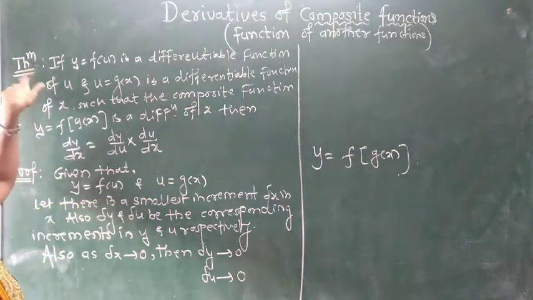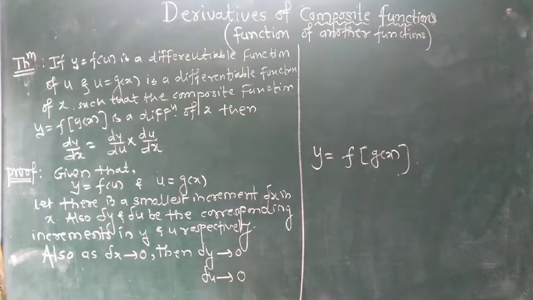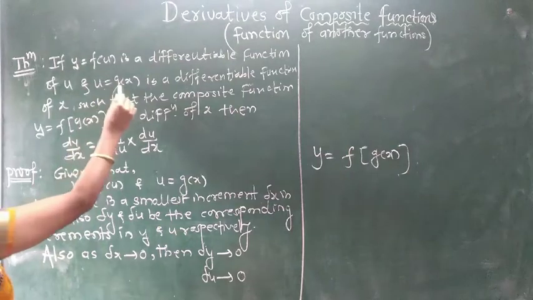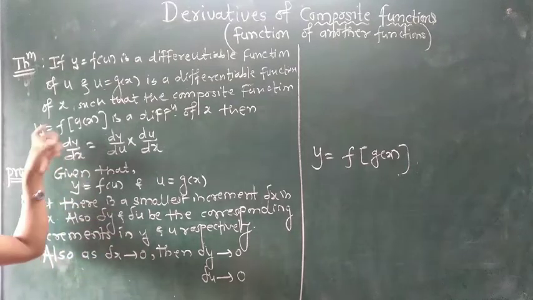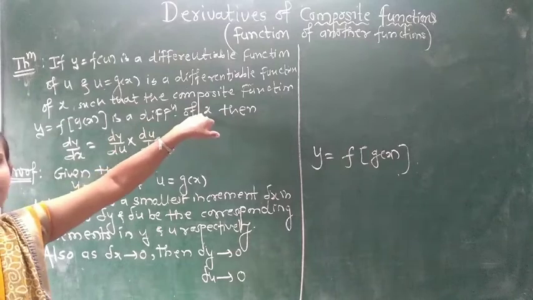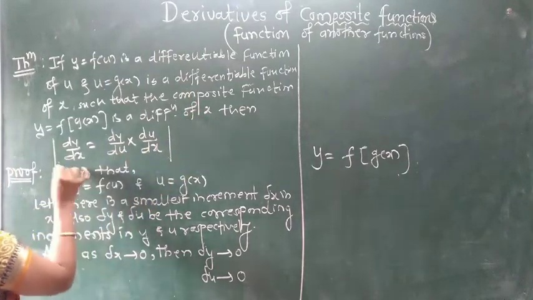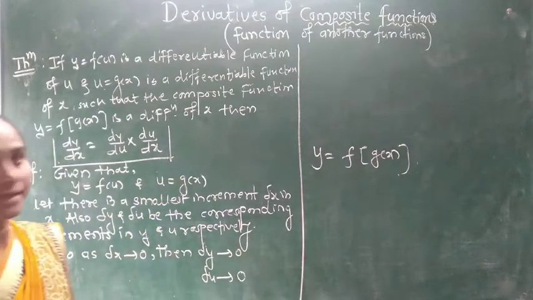The statement of this theorem is: if y is equal to f of u is a differentiable function of u and u is equal to g of x is a differentiable function of x, such that the composite function y equals f of g of x is a differentiable function of x, then dy upon dx is equal to dy upon du into du upon dx.